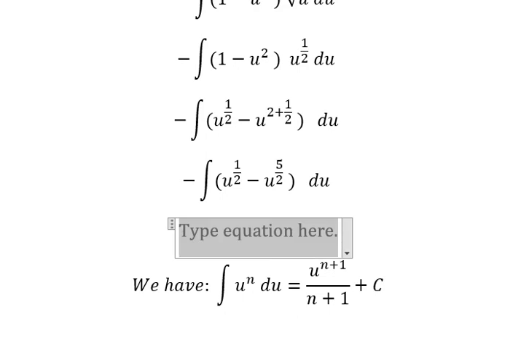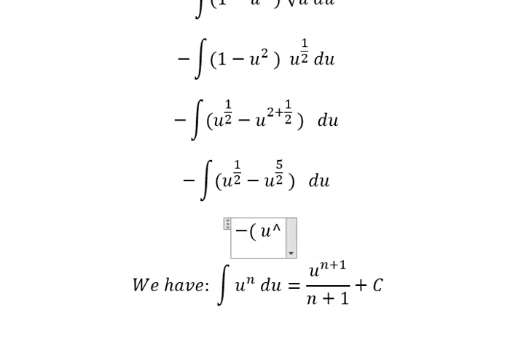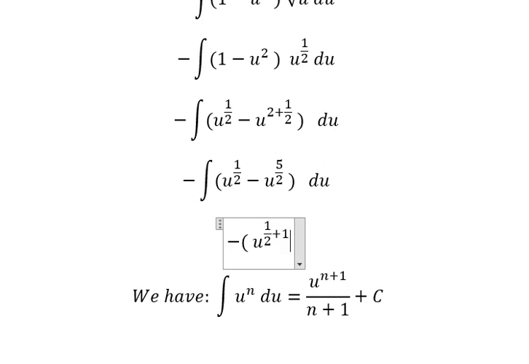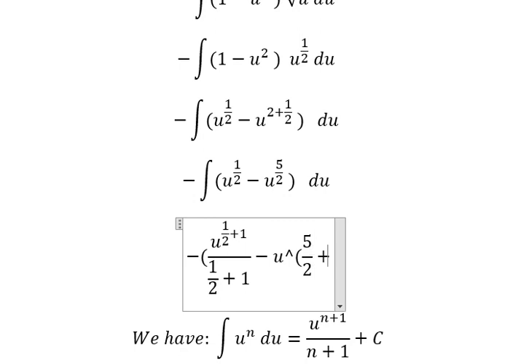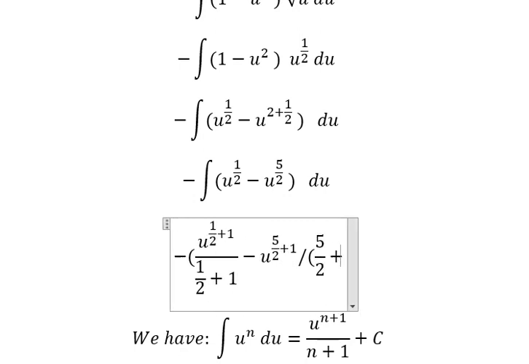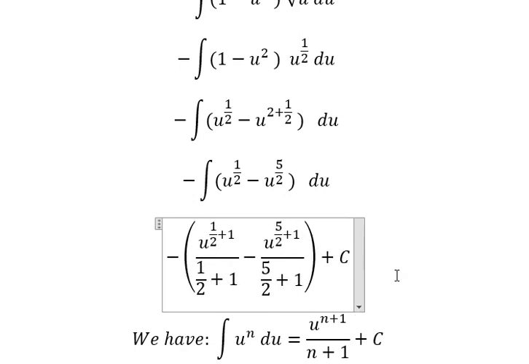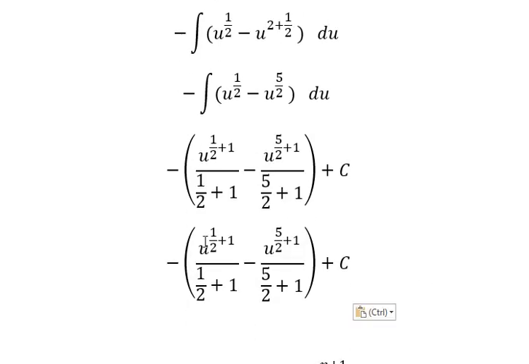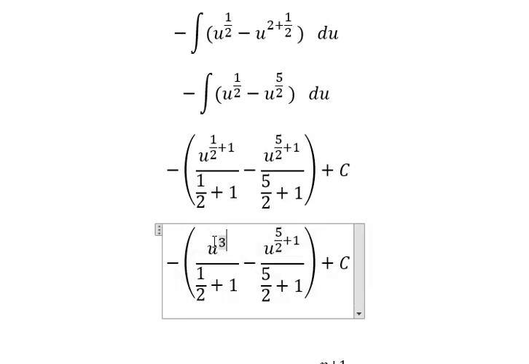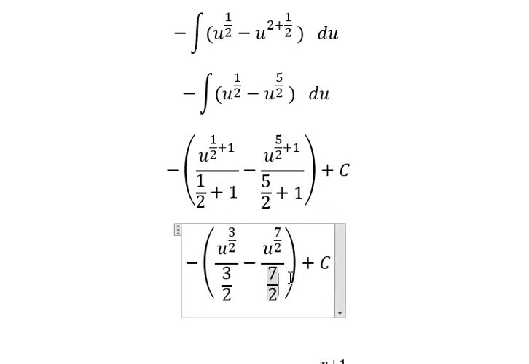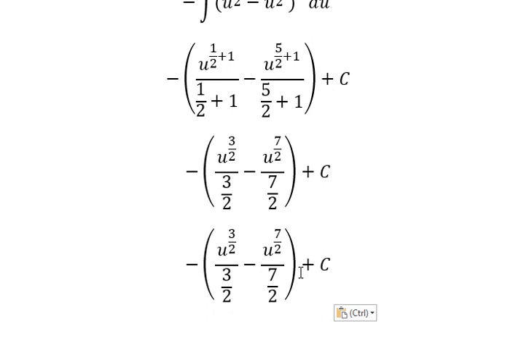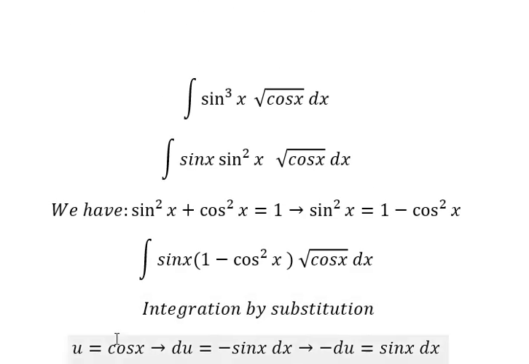So we have like this. This one we have 3 over 2. This one we have 7 over 2. About u, that is about cosine x.